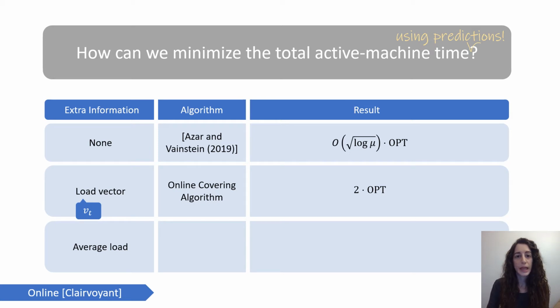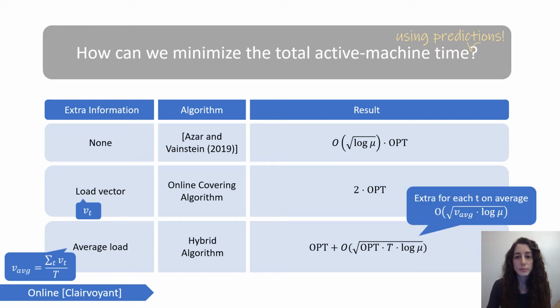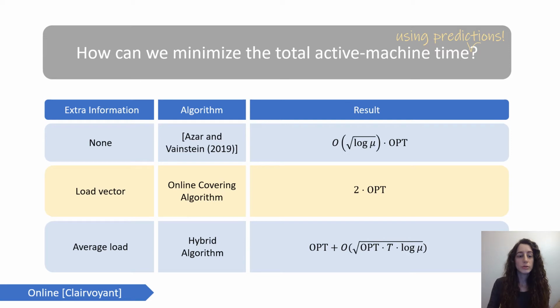The average load is just a single number, so this is the total load divided by the length of the time horizon. It turns out that just this value, which can be estimated with very high accuracy, can improve significantly the performance of the scheduler. So a different way to express this result is as paying the optimal cost opt plus an average additive term of square root the average log nu at each time t of the horizon for the uniform case. Now, for the remaining of this talk, I will go into more details about these algorithms. And let us start with the online covering algorithm that uses the future load.